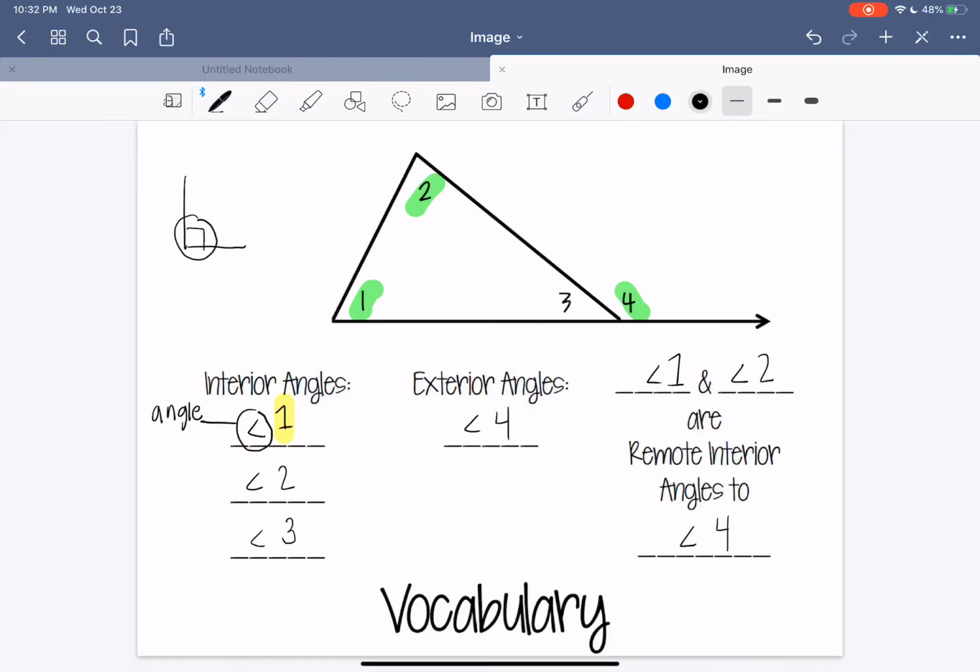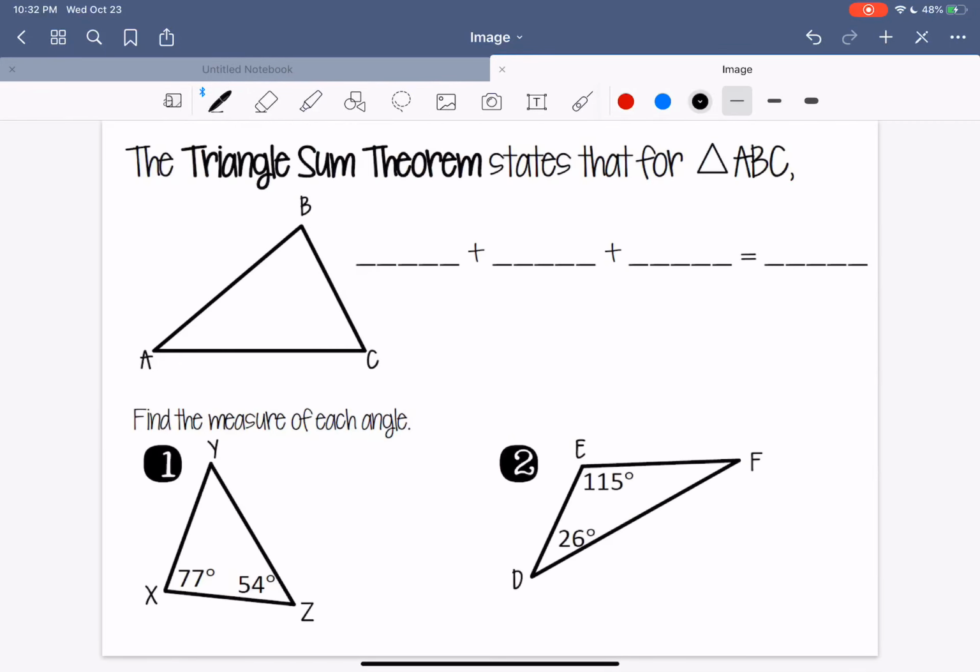And then when you're going to flip up your paper, and you will see a thing. The sentence on the top will say, the triangle sum theorem states that for triangle ABC. So you may be thinking, how do I know that this is triangle ABC?